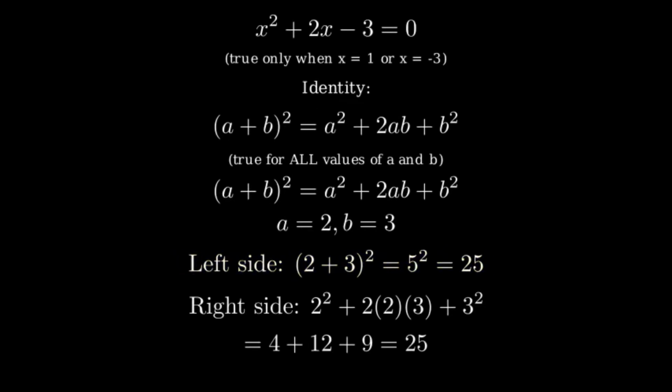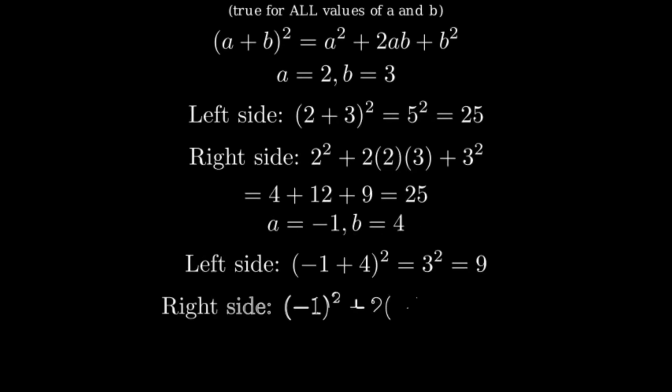On the left side, we have 2 plus 3, which is 5, squared, giving us 25. On the right side, we have 2 squared, which is 4, plus 2 times 3, which is 12, plus 3 squared, which is 9. Adding these up, 4 plus 12 plus 9 equals 25. Both sides are equal. Let's try another example.